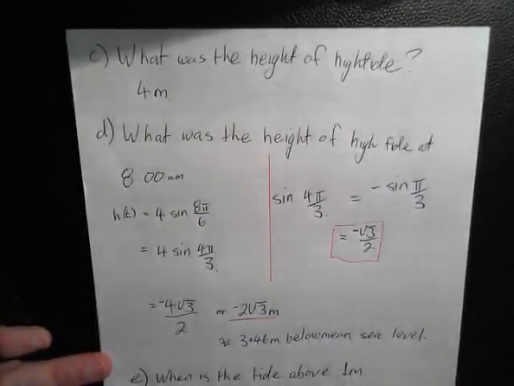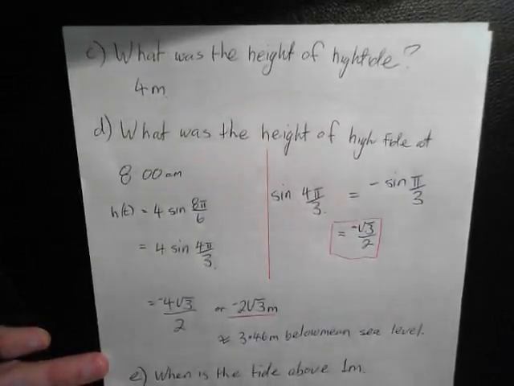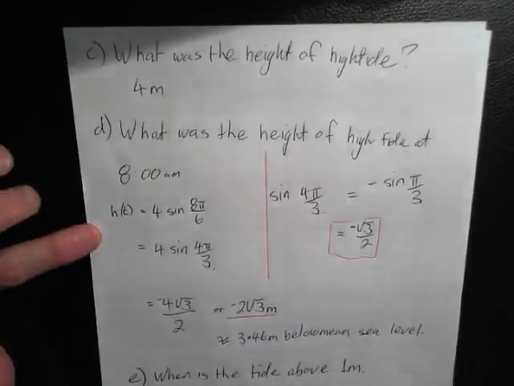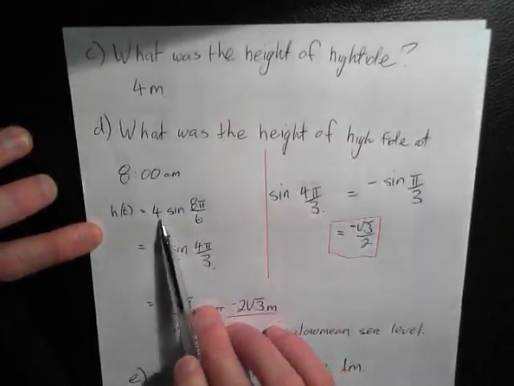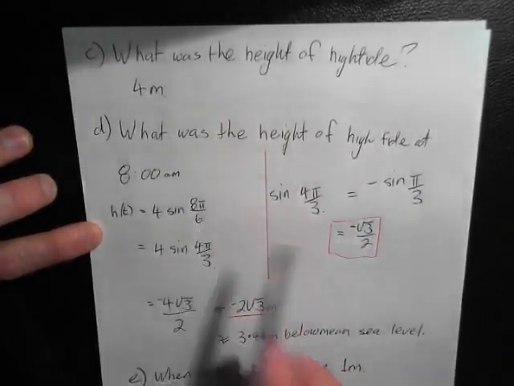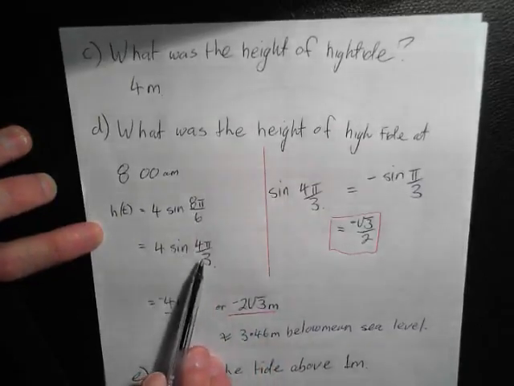Part D, what was the height of high tide at 8 a.m.? Okay, now we're working off a 24-hour clock here. So this is our original function, h of t equals 4 sine, and I've just substituted in 8 here. 4 sine 8 pi on 6, which you can cancel down. That becomes 4 sine 4 pi on 3.